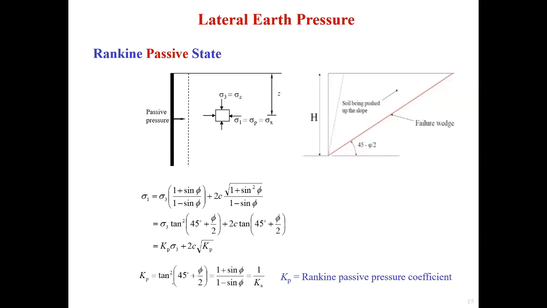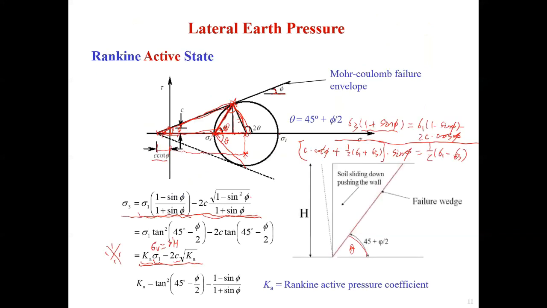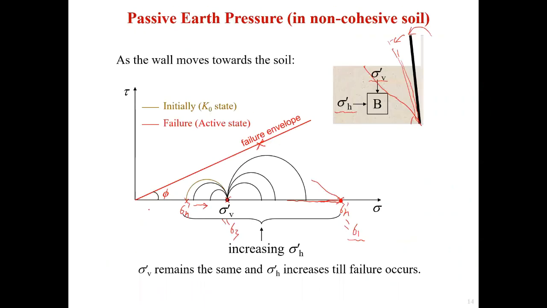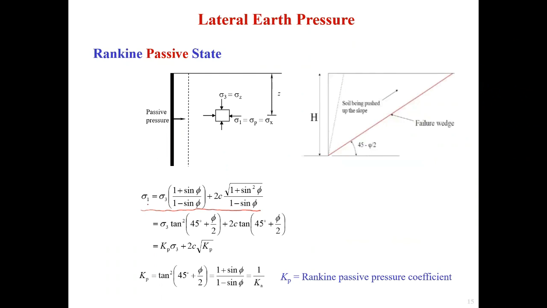For the passive condition, the horizontal stress becomes sigma 1 and vertical stress becomes sigma 3. In the previous slide, we calculated the expression for sigma 1 and sigma 3. So through conversion, we are able to express sigma 1 in terms of this form. I think that's in slide 11, this one. You see, we expressed sigma 3 in terms of sigma 1. So now we are able to do the conversion from that expression. We express sigma 1 in terms of sigma 3. And here, that's what we get. So through conversion, this will be the expression for the passive earth pressure.